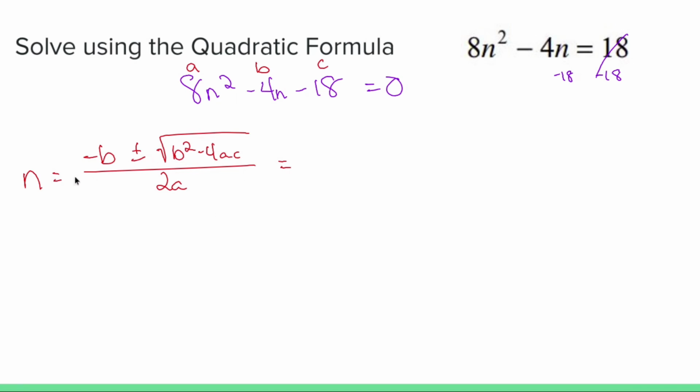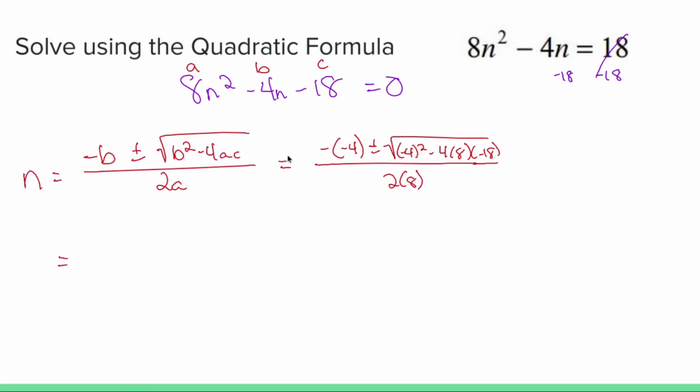You're welcome. Now, normally it's x equals, but this is n because we were given n. So let's plug stuff in. N equals negative 4 plus or minus the square root of negative 4 squared minus 4 times a, which is 8, times c, which is negative 18, all over 2 times 8.